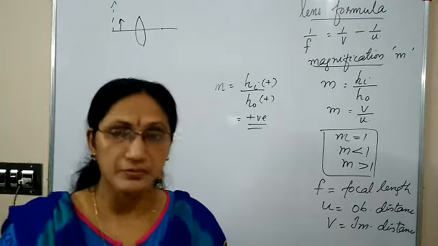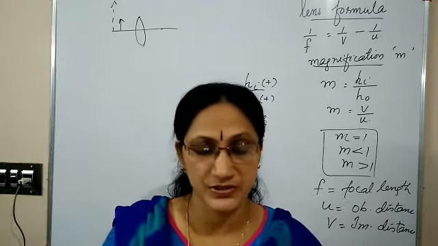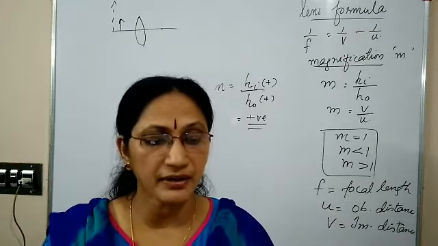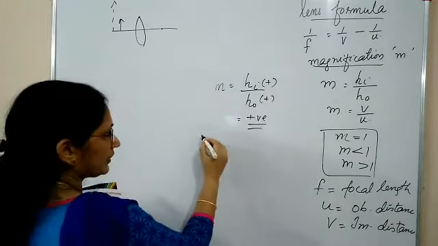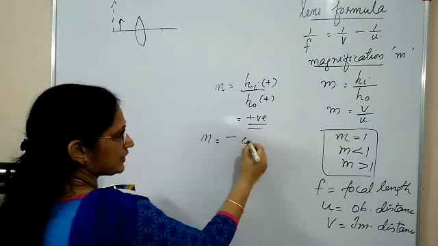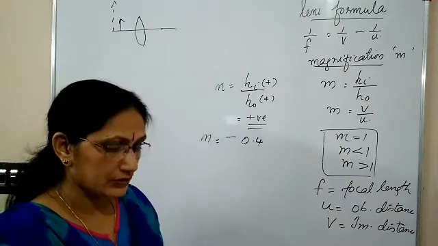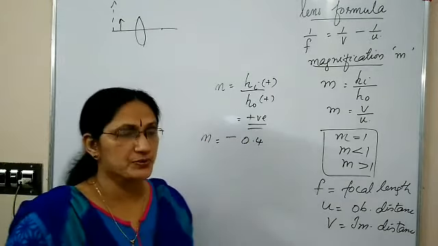First question, page number 120, multiple choice questions. First one, the linear magnification is minus 0.4. M is minus 0.4. Then choose the correct option.